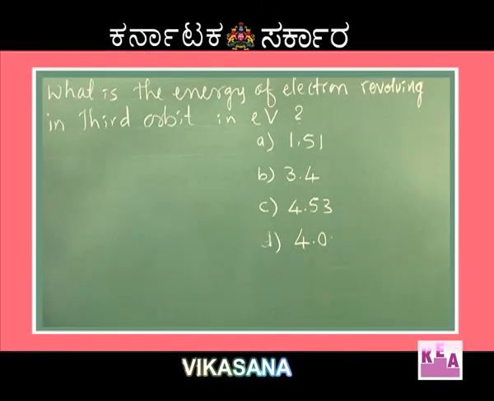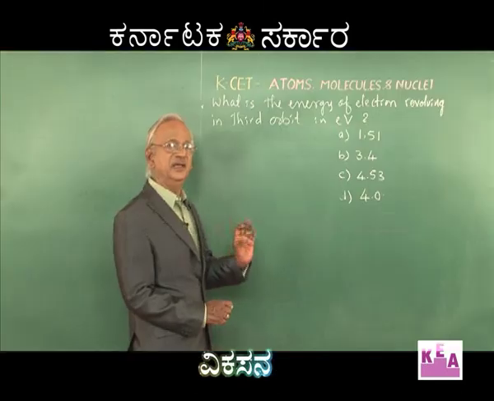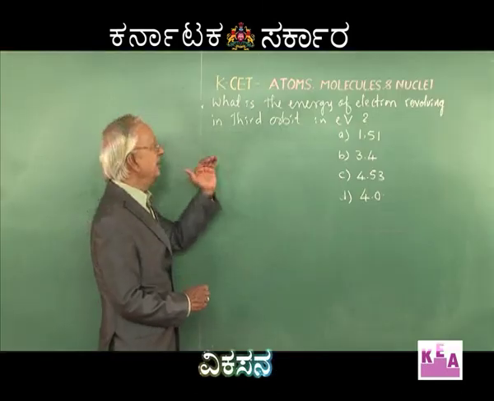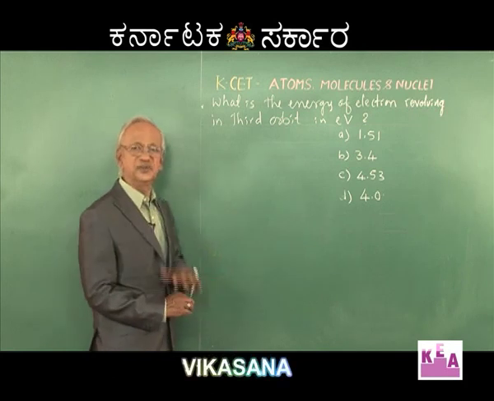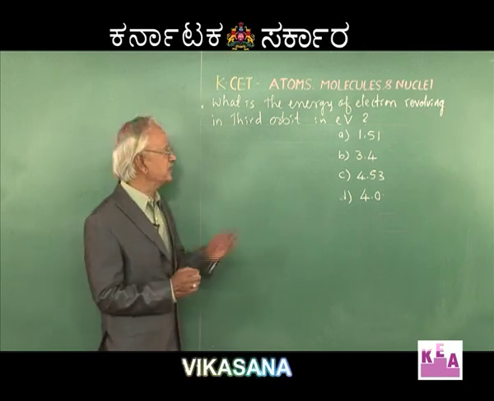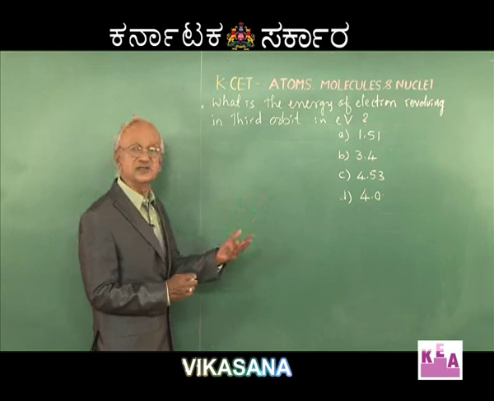Moving to the question: what is the energy of the electron revolving in the third orbit? It should be in electron volt. Options are 1.51, 3.4, 4.53 and 4. Now here we will spend a little time in recalling the expression. You need that expression, and once you know it, immediately you can answer this question.